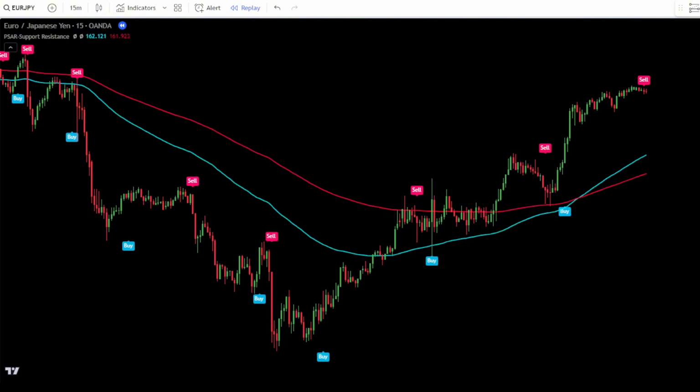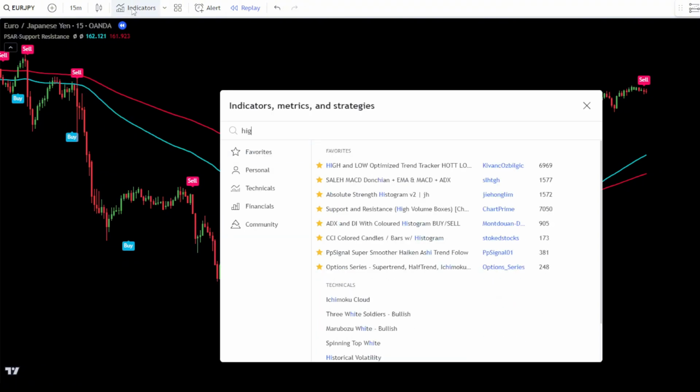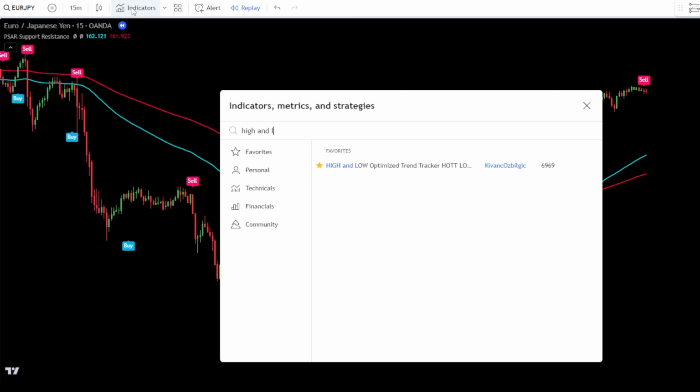Now, add the second indicator to be used in this scalping strategy. Go to the Search Indicator tab and type High and Low Optimized Trend Tracker. Then, select the High and Low Optimized Trend Tracker indicator by Kavanas Bilgic.